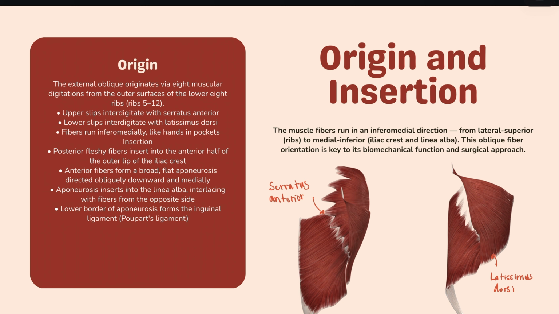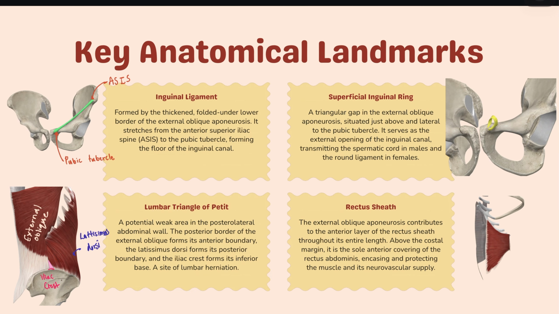Anterior fibers form a broad, flat aponeurosis directed obliquely downward and medially. The aponeurosis inserts into the linea alba, interlacing with the fibers from the opposite side. The lower border of the aponeurosis forms the inguinal ligament. The inguinal ligament is formed by the thickened, folded under lower border of the external oblique aponeurosis. It stretches from the anterior superior iliac spine to the pubic tubercle, forming the floor of the inguinal canal.